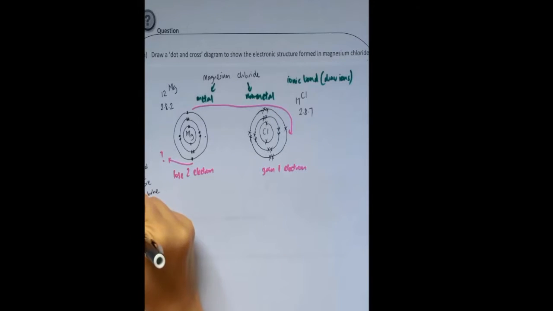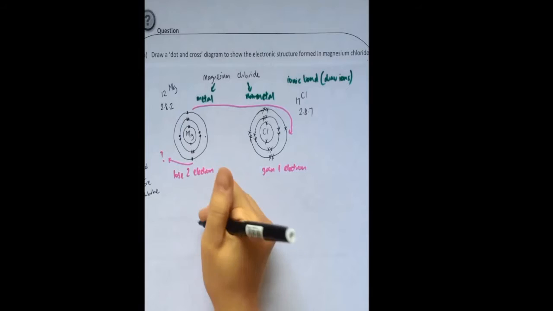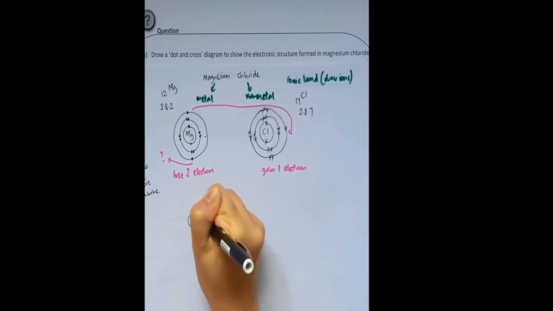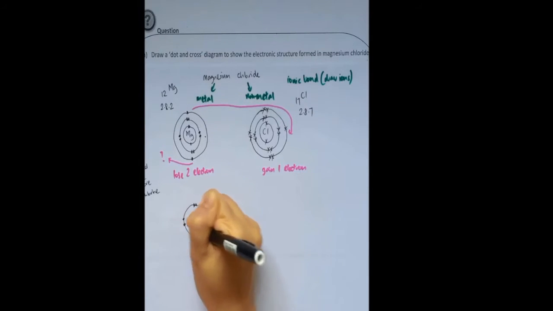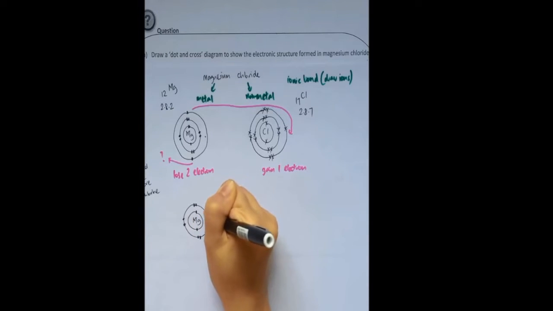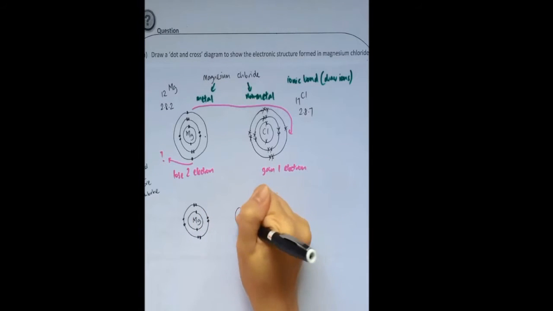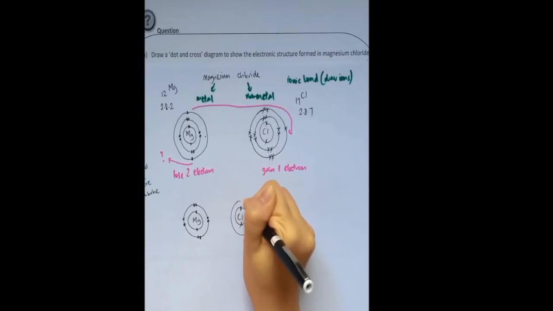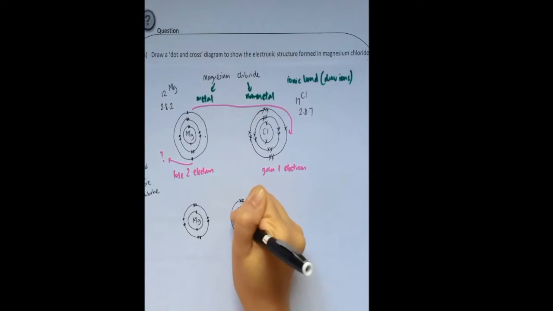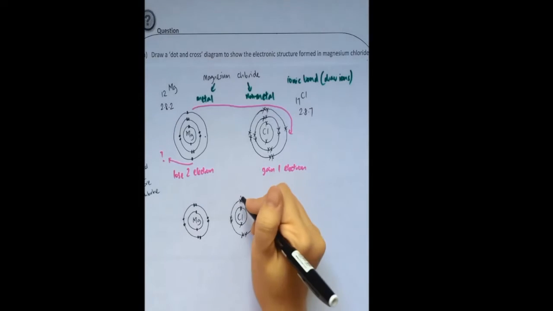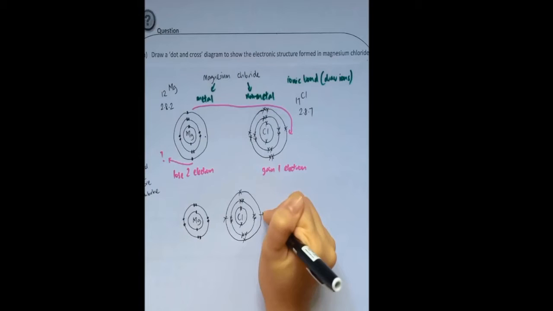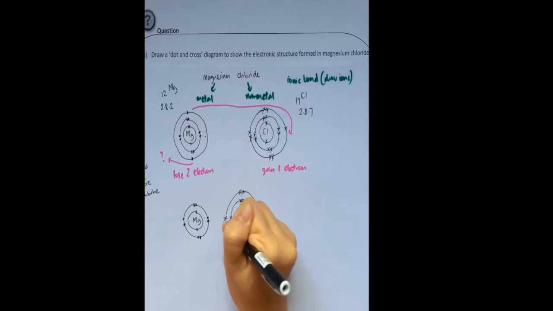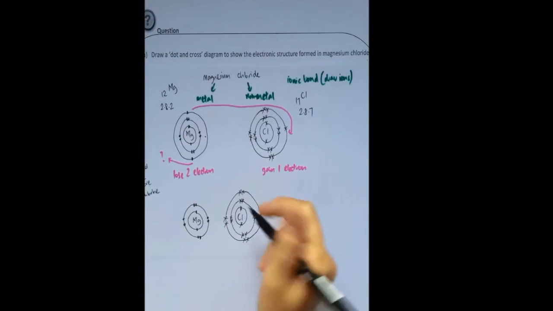Our second step, we will be drawing the ions. So first we draw magnesium, 2.8. Next we draw our chlorine with crosses, 2.8, and the last shell will have 7 crosses and 1 dot from the magnesium.